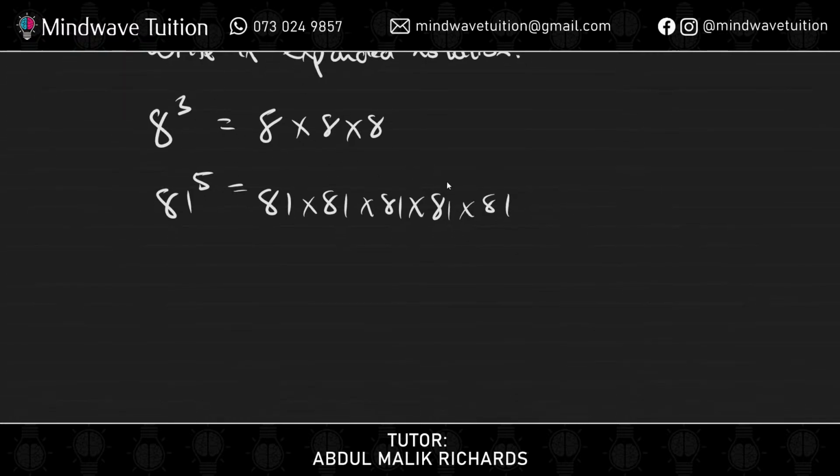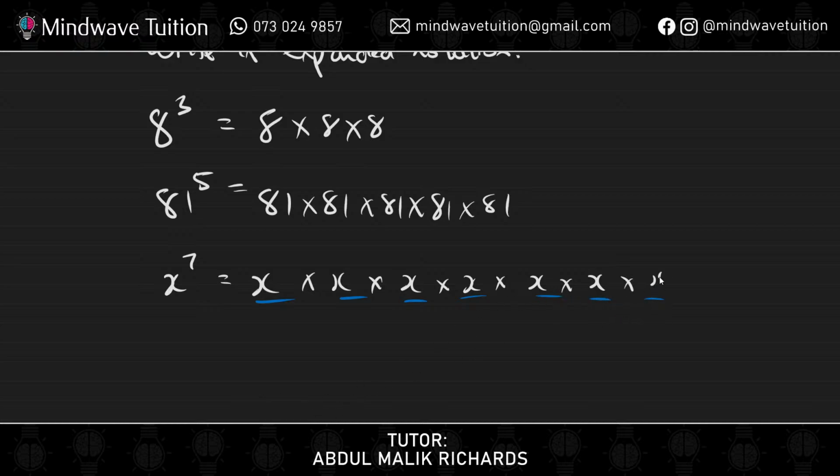But this is just how you do expanded notation. If they do give you something like, let's add in some algebra quickly. So x to the power of 7. As I said earlier, letters work exactly the same way. So that's your x over there. Just not to be confused with the multiplication sign. So 1, 2, 3, 4, 5, 6, and 7. So that is expanded notation.